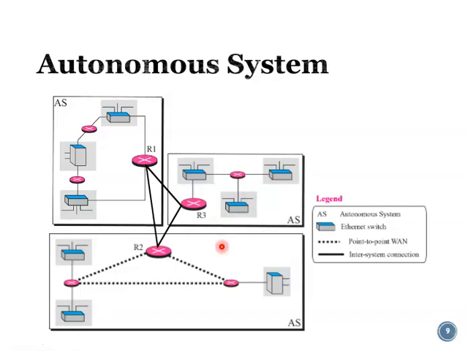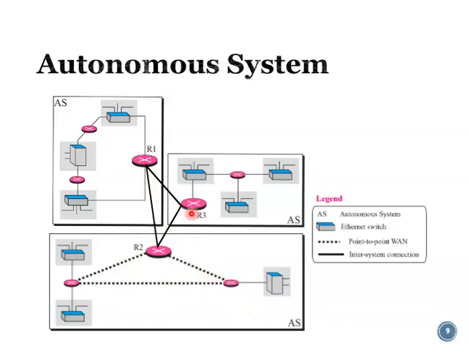It is necessary, of course, to connect this autonomous system to another autonomous system, and thus one or more routers in an autonomous system will have the added task of forwarding packets to destinations outside of the autonomous system.